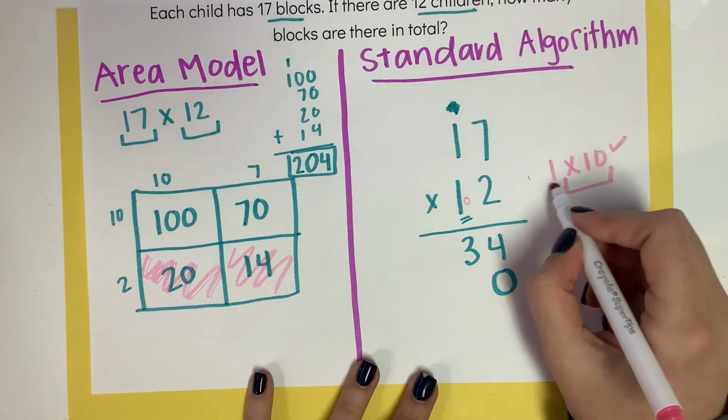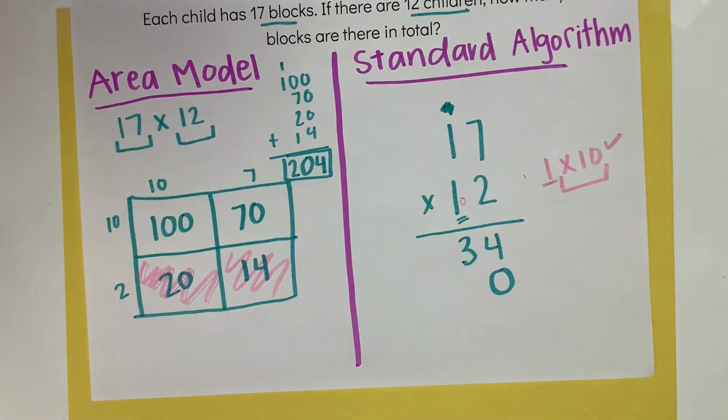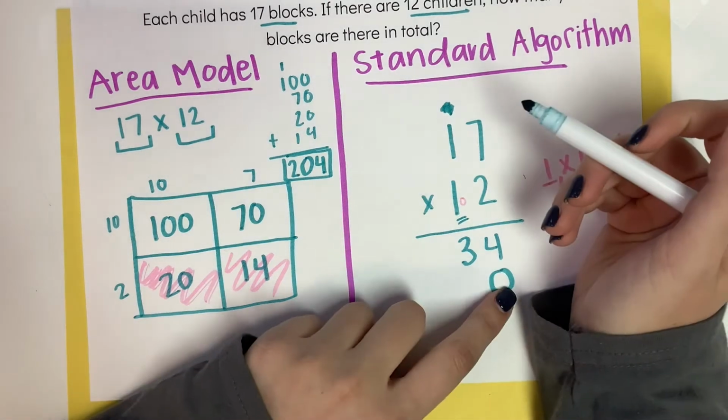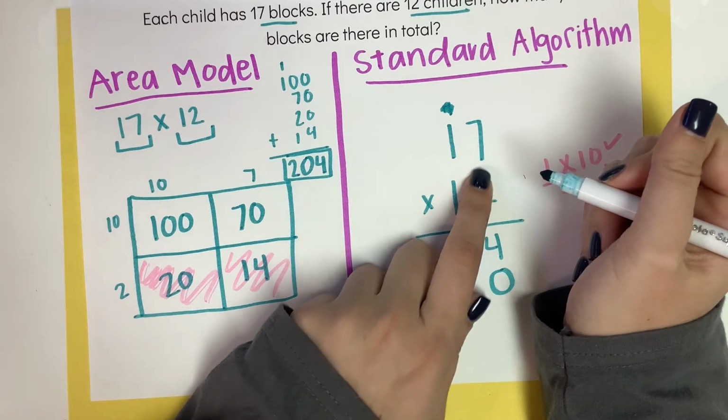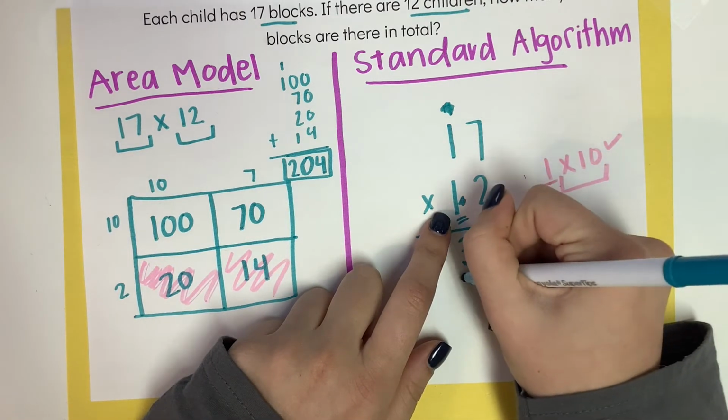And I'm going to multiply the rest of the number by the 1. So that 0's here. Now I'm just going to focus on the 1. 1 times 7 is 7. So I'm going to put the 7 right here.